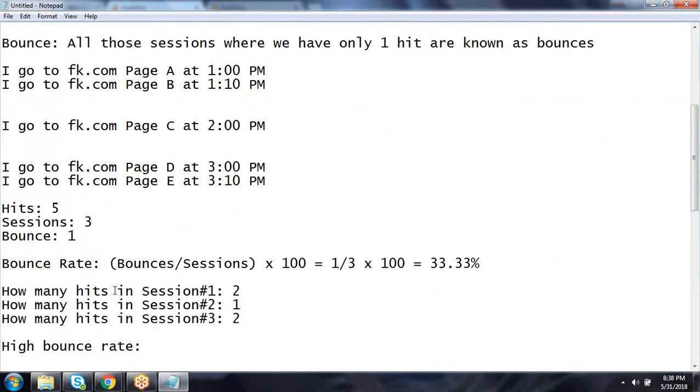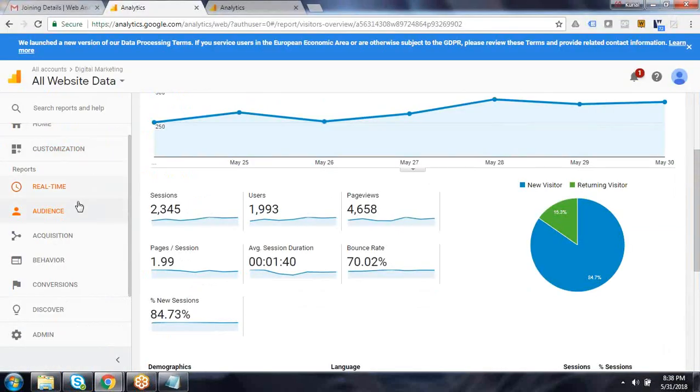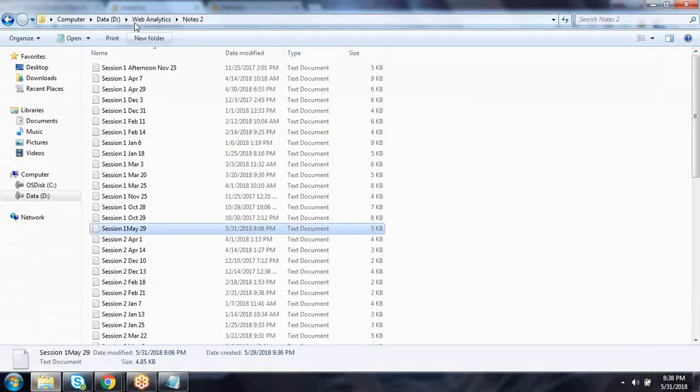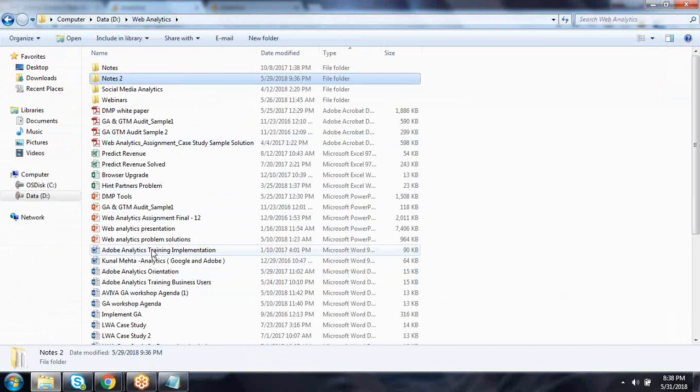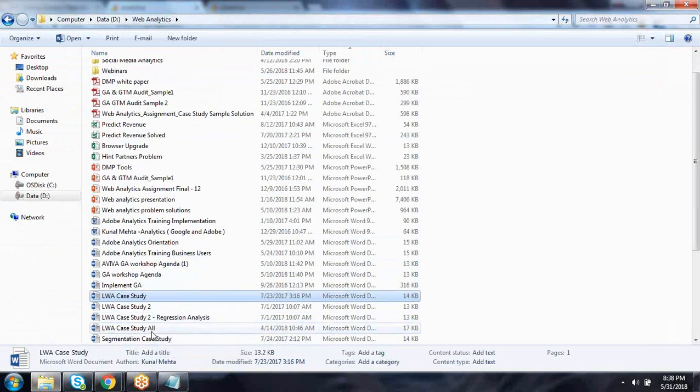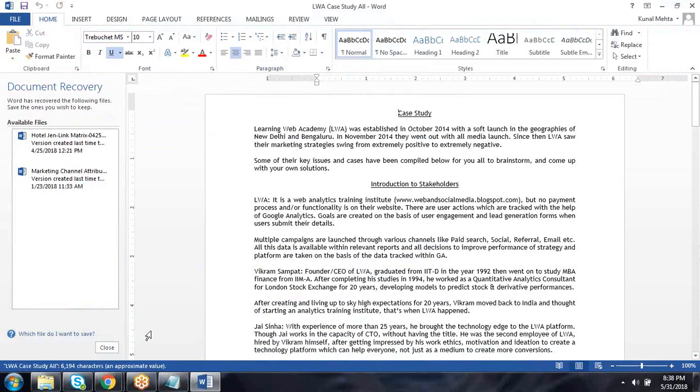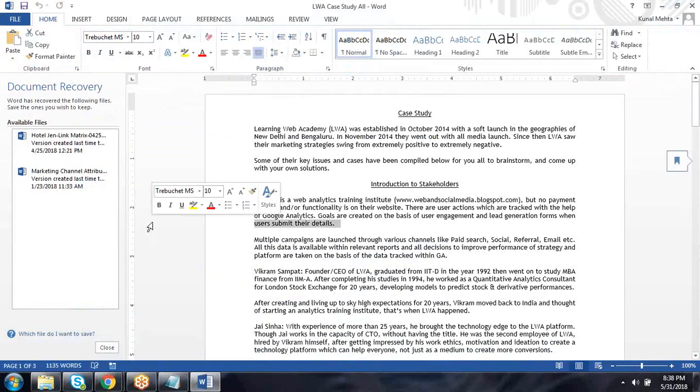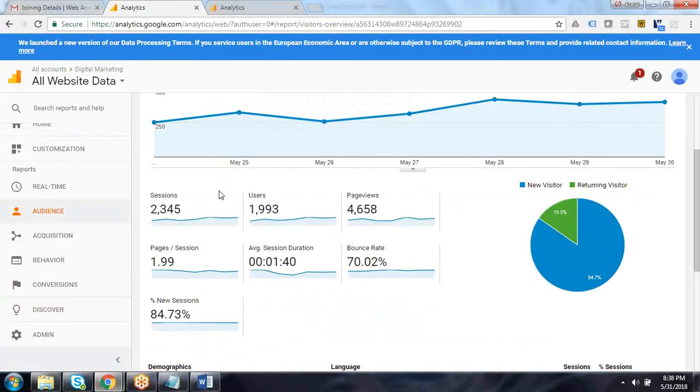Right. So let's go ahead and do a small example before we proceed any further. Bounce rate is there by itself actually, so you don't really have to calculate. It has already calculated it for you. See, 70% of bounce rate. Make sense, Ashwini?